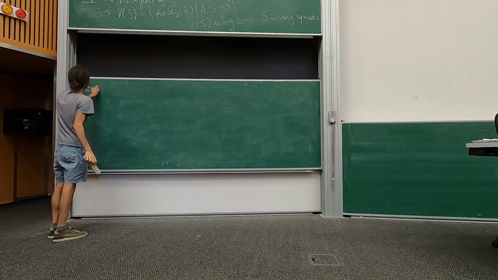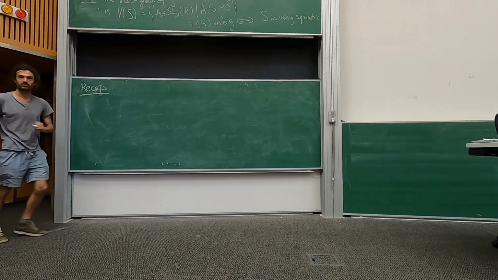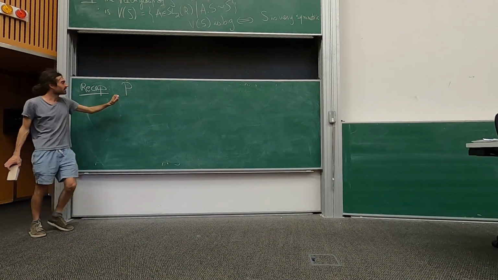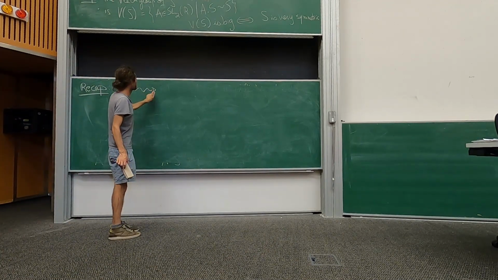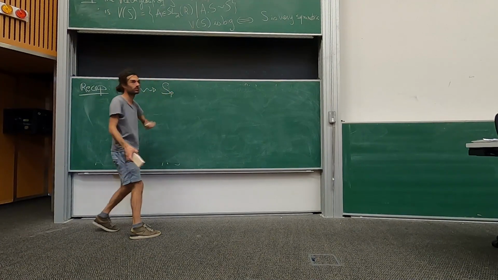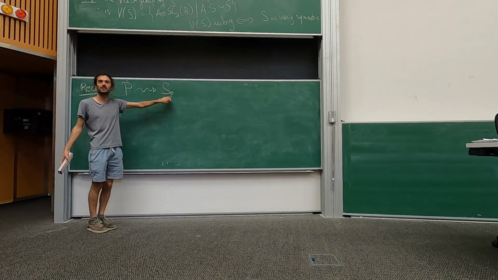Recap. We started with a polygon. We wanted to understand its trajectory. And what we did is to use a trick to get a surface. And on this surface we want to measure how symmetric it is.